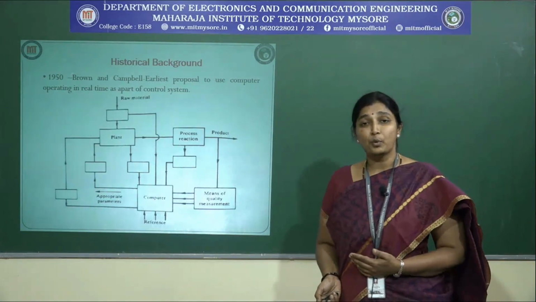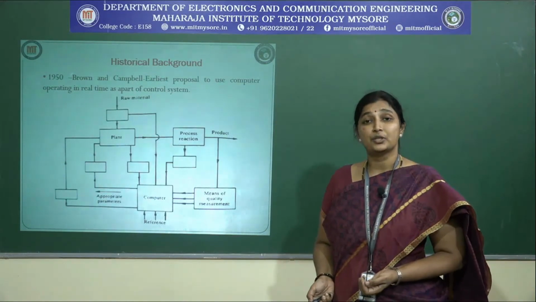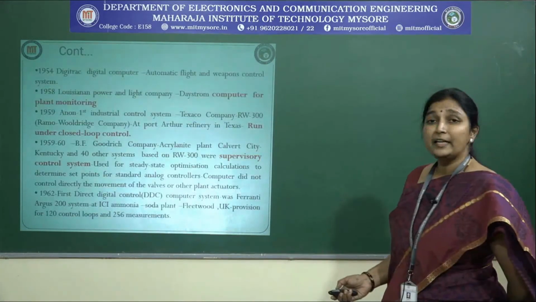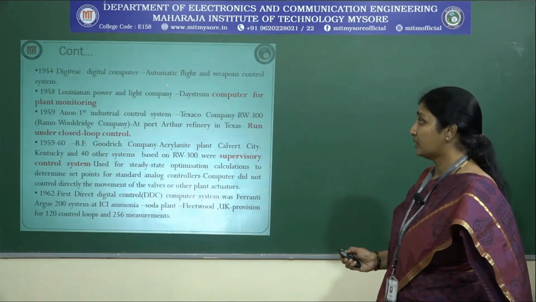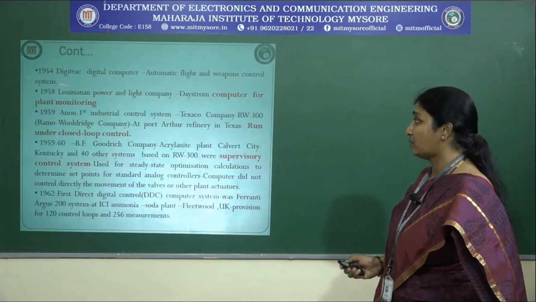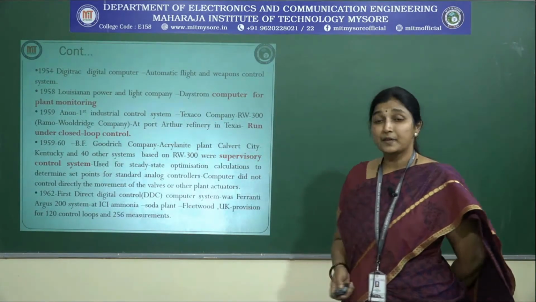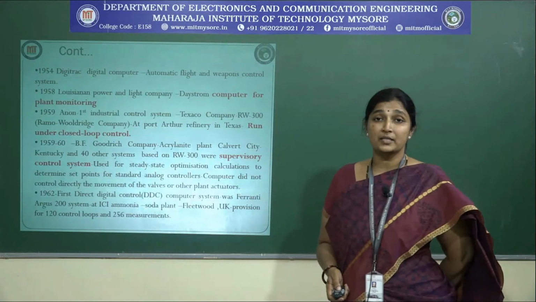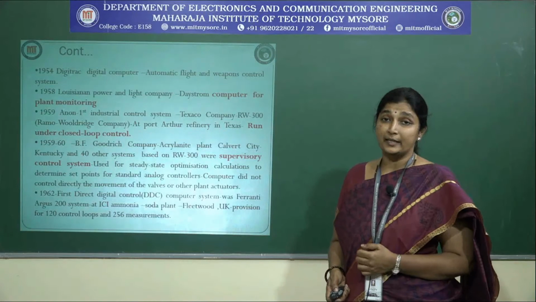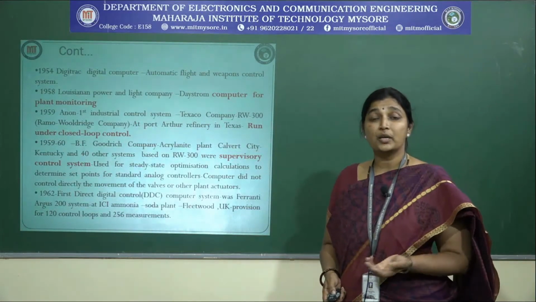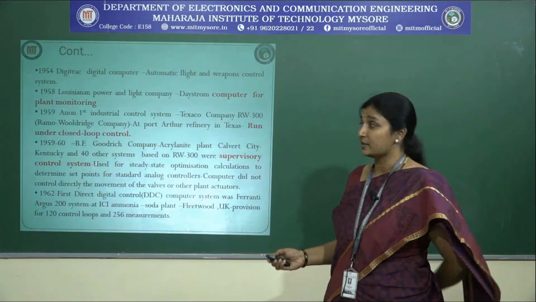They were supportive not only of analog systems but also of digital systems. In 1954, the Digitrak digital computer, an automatic flight and weapon control system, came into being. This means the first digitized control system actually started in 1954, especially in air control operations for the military.